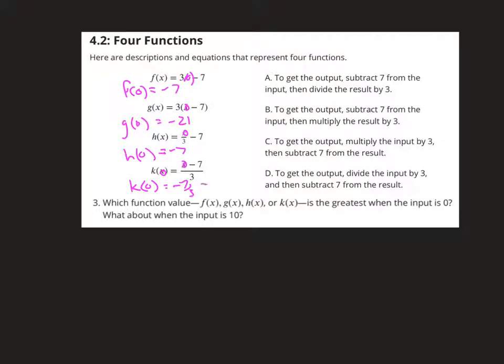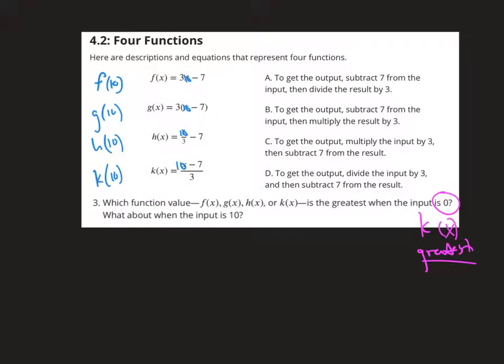Now keep in mind that that is also a -2 and 1/3. Sometimes it's easier to look at as a mixed number to compare. So in terms of which one is greatest when 0 is put in, well, let's see here. I think -7/3 would be the smallest negative number, right? So I think that the K function, right? So when the input is 0, K of x is the greatest.